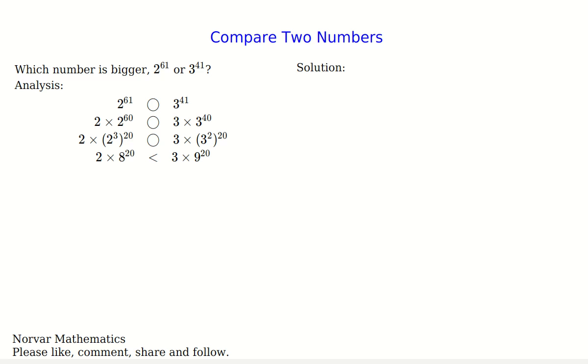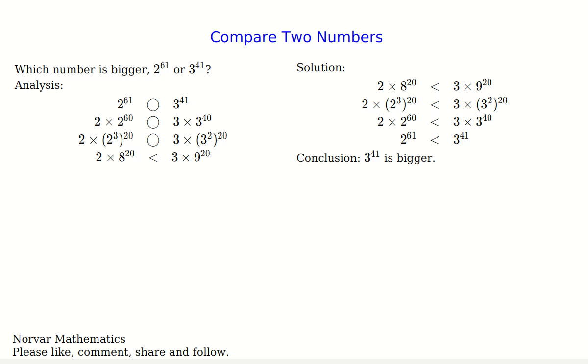The solution now is easy. We only need to reverse the analysis steps. The left sides of the two inequalities are equal, so are the right sides. Therefore, the second inequality is valid. With the same reasoning, we have the inequality. Therefore, 3 to the 41st is the bigger number. So the problem has been solved.